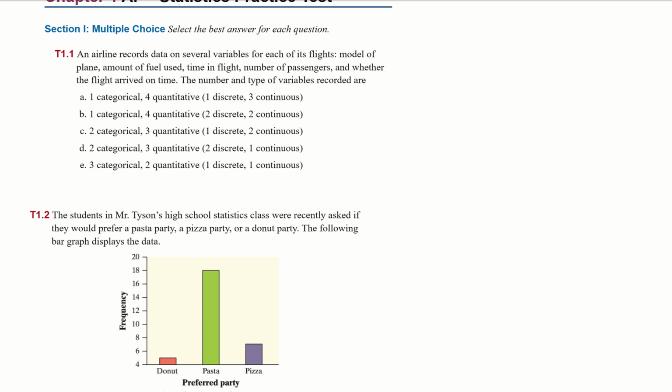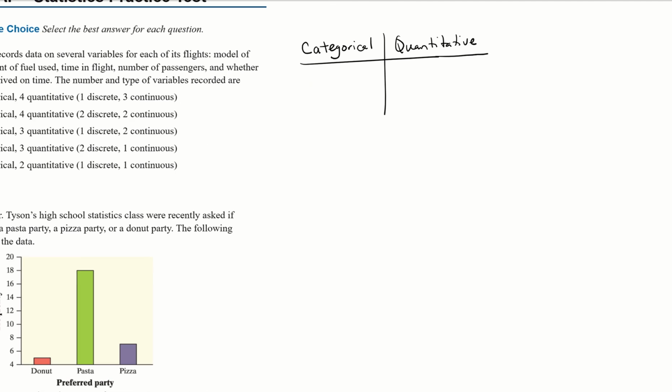The first question says, an airline records data on several variables for each of its flights: model of plane, amount of fuel used, time in flight, number of passengers, and whether the flight arrived on time. The number and type of variables recorded are, so we need to write down the variables. We'll have categorical on one side, and we'll do quantitative. And if it's quantitative, is it quantitative discrete or quantitative continuous?